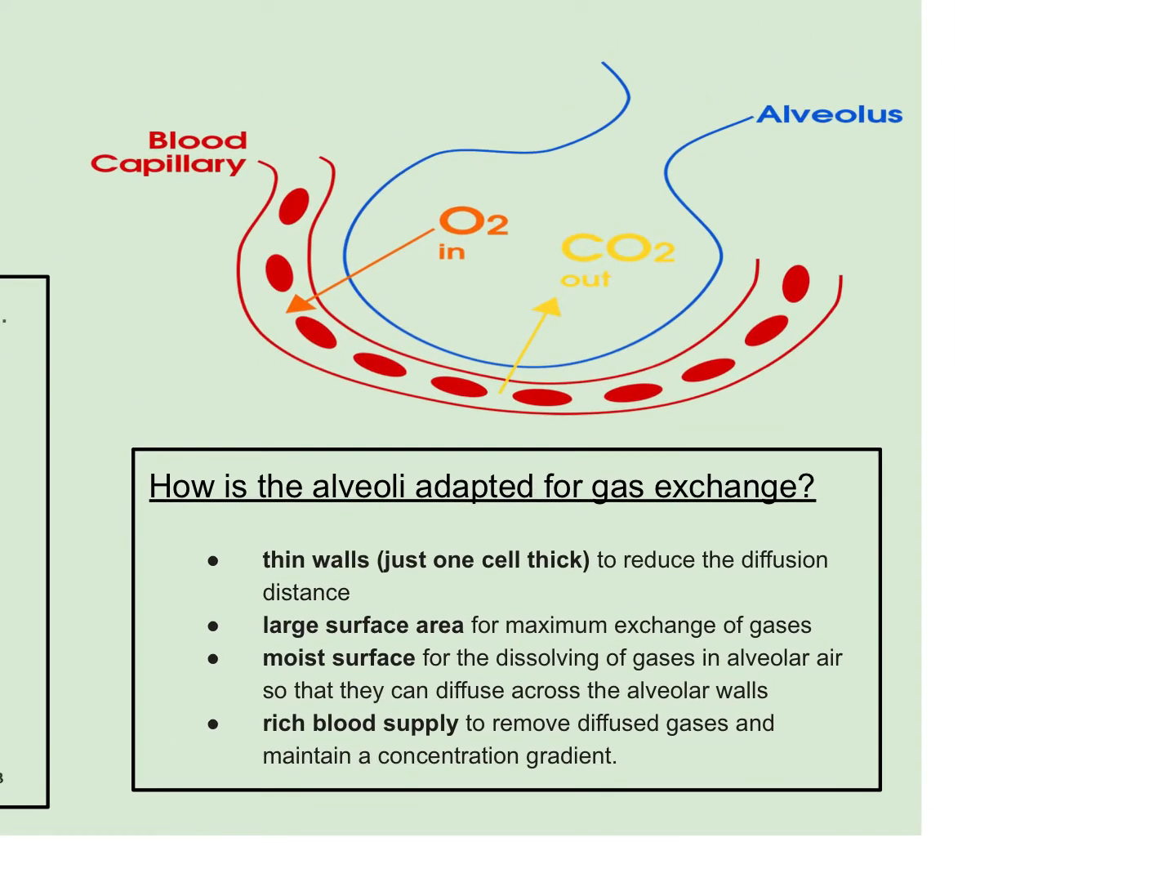Alveoli then. So alveoli is right at the end of your lungs, which is where gas exchange takes place, okay? CO2 comes out of your blood and you breathe it out, goes all the way back up to your lungs. O2, that you've just taken a deep breath in, then goes into your bloodstream, okay? How is it adapted? It's got thin walls, just 1 cell thick, a large surface area, it's moist, and a rich blood supply.